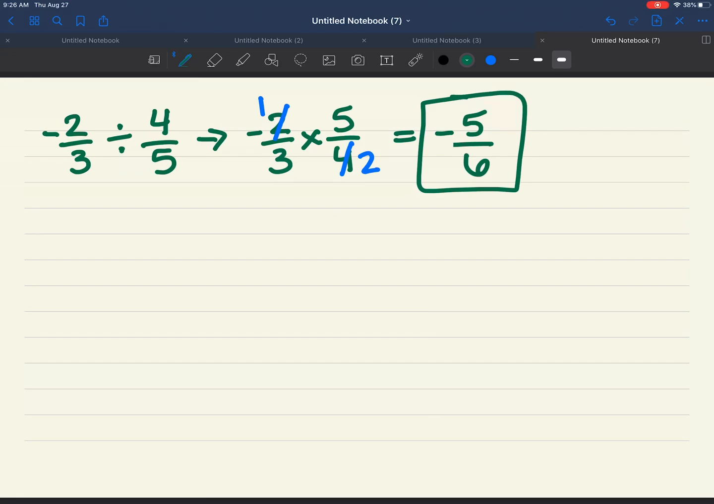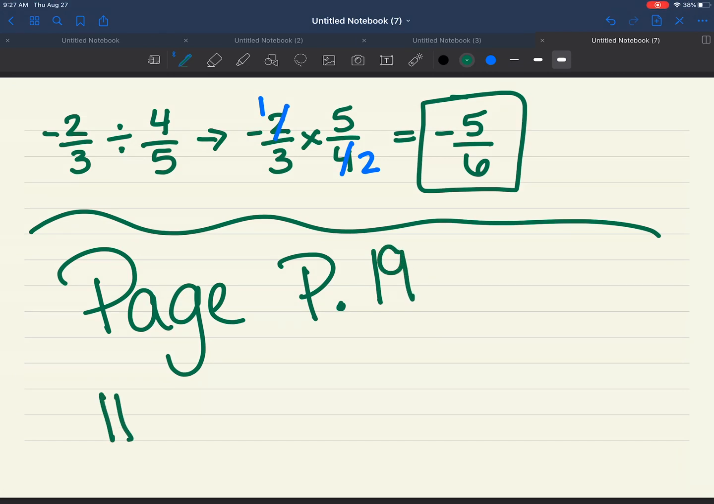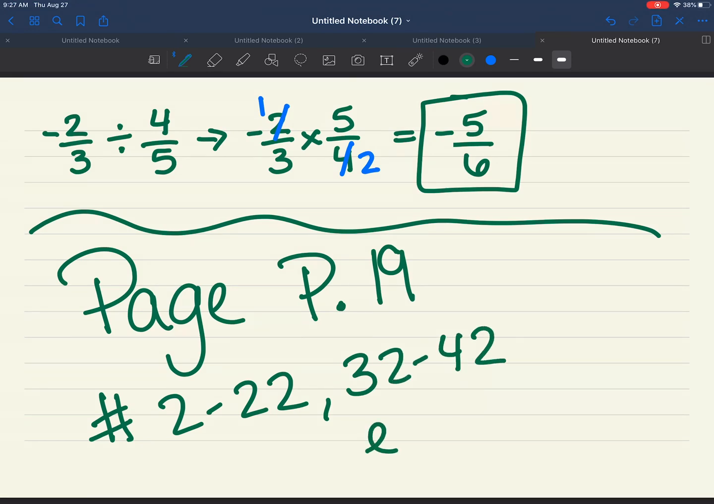Okay. All right. We feel okay with this? Anybody have questions? Okay, page P19. We're going to be doing 2 through 22 and then 32 through 42 evens. Make sure you read your directions, okay?